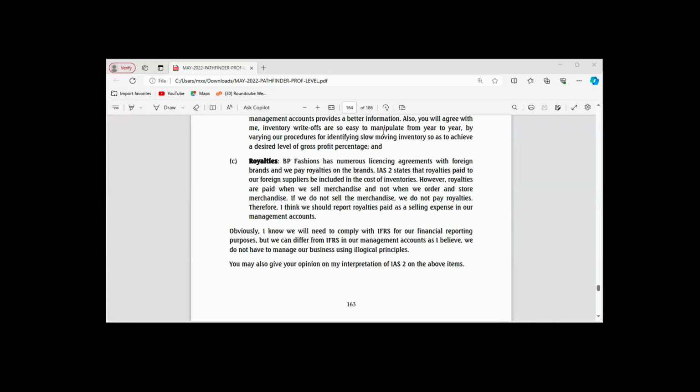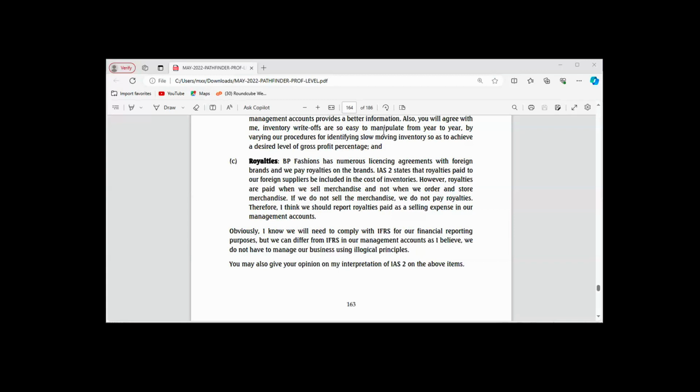So they are stating categorically that royalties are paid when they sell merchandise and not when they order and store. That means that if they don't sell merchandise, they will not pay royalties. Based on that, they are saying that royalties should be reported as part of selling expense, because that expense is only incurred when they make sales. That's to them, to the management of BP Fashions, that they only incur expense on royalties when they sell.